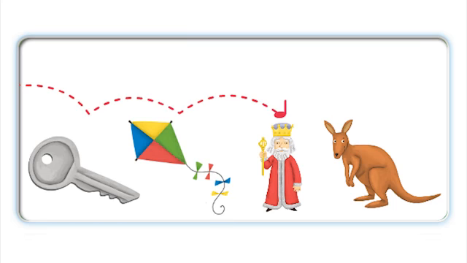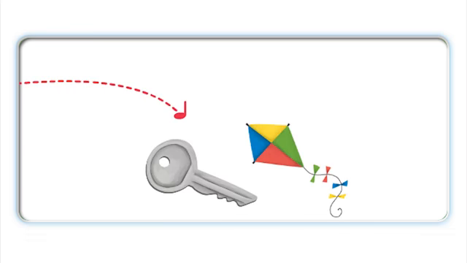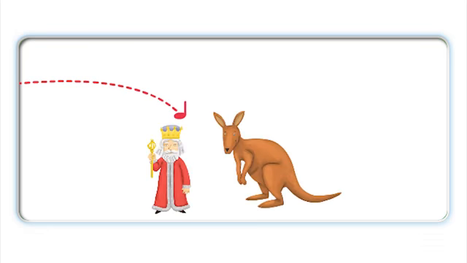Kite, king, kangaroo. Key, kite, king, kangaroo. This is a key. This is a kite. This is a king. This is a kangaroo.